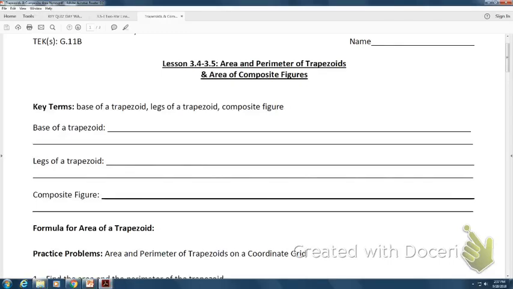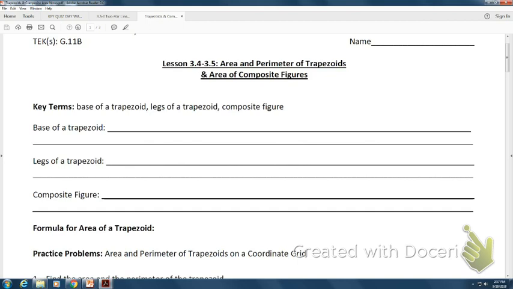Composite figures. Okay, what do you think a composite figure is? Yes. Okay, a figure as a whole. But what do you think the figure is comprised of? Multiple shapes. So a composite figure is just multiple shapes that make up the total figure.